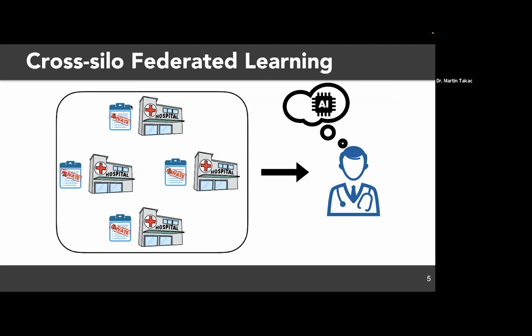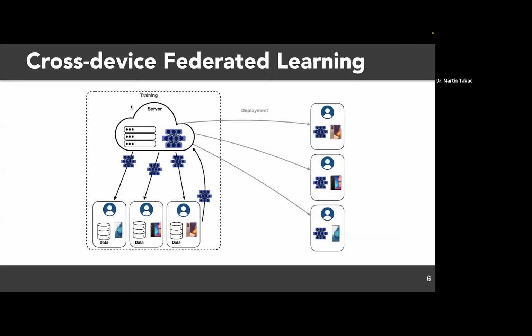So usually we have different algorithms for cross-silo. And the second setting is called cross-device. In the cross-device setting, we assume we have maybe billions or millions of devices, which can try to participate in training the model.